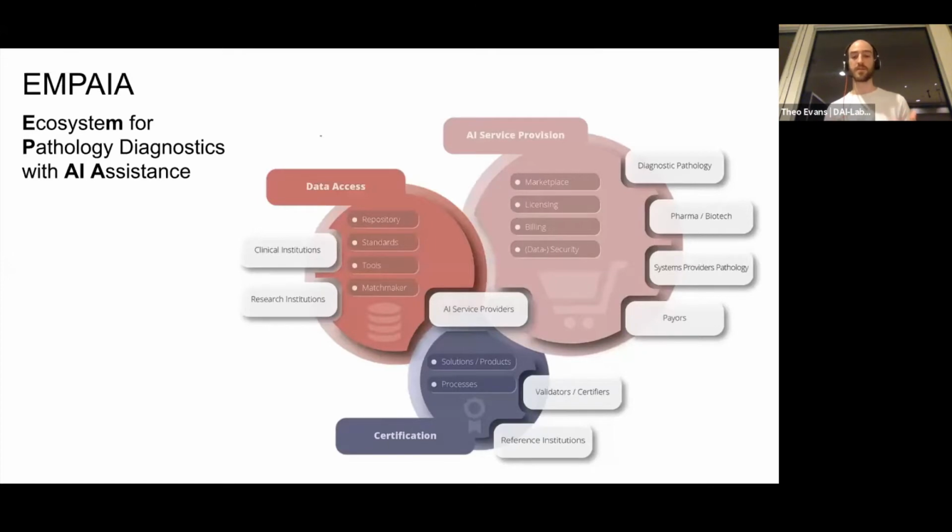And in order that those standards are generated and meet the required, changing regulatory landscape regarding AI solutions in healthcare, part of the EMPAIA project also constitutes committees that work with regulating bodies, work with reference centers and validators to create these standards and make sure that the AI solutions and the data on the platforms adhere to these.